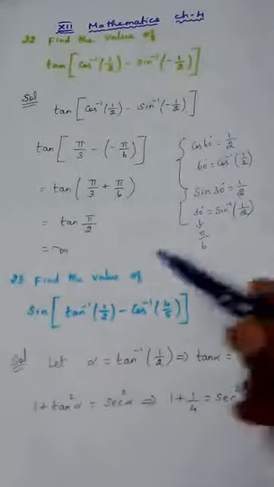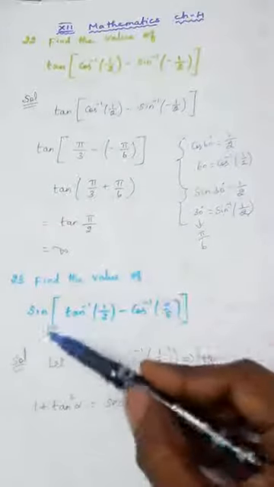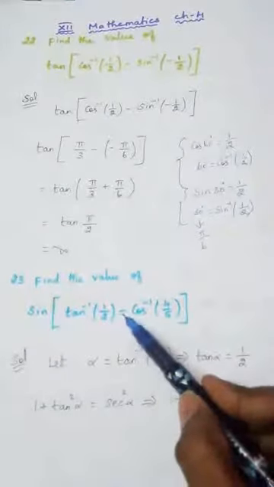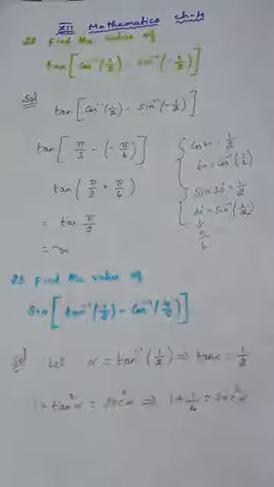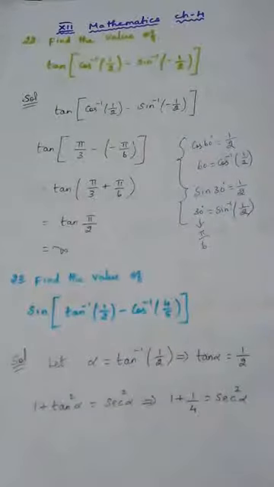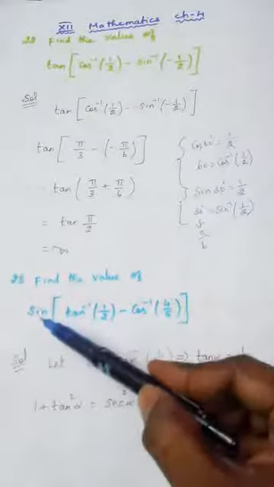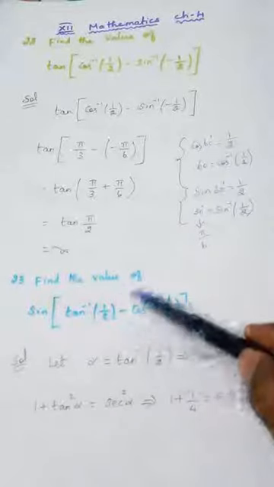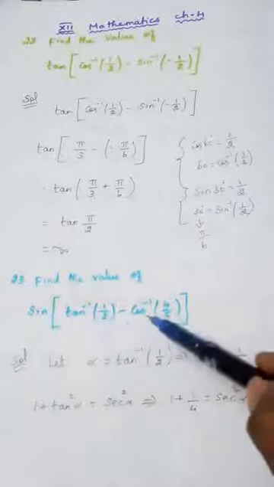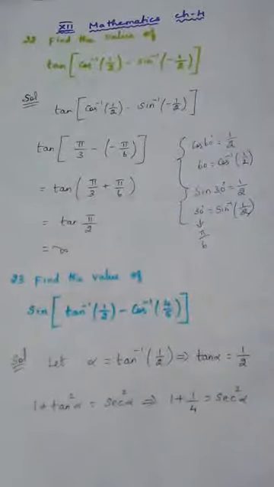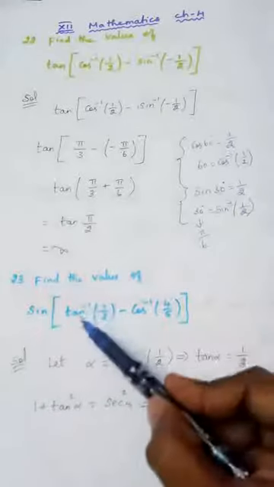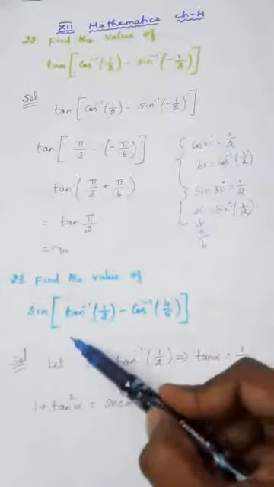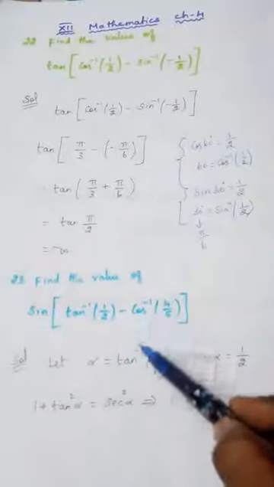Problem number 23. Find the value of sine of tan inverse 1 by 2 minus cos inverse 4 by 5. If it is given like this, outside the bracket we have the sine function, but inside the bracket we have two inverse functions. One is cos inverse, another one is tan inverse. In this case, we should try to convert tan inverse in terms of sine inverse and cos inverse in terms of sine inverse.